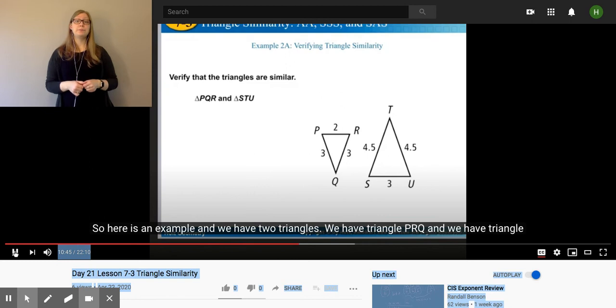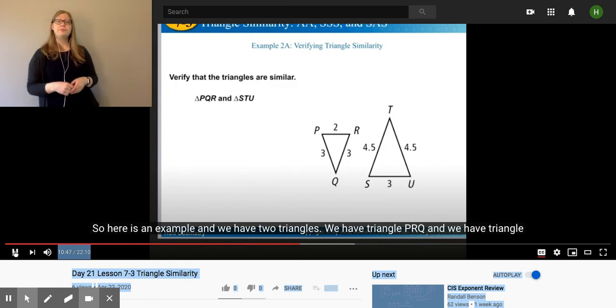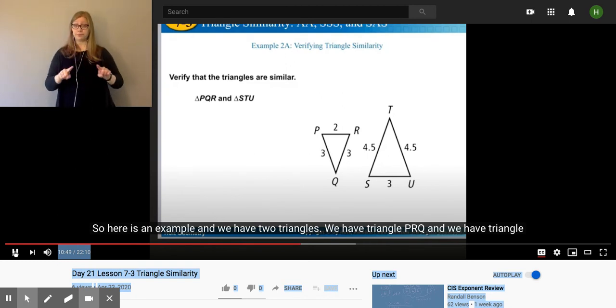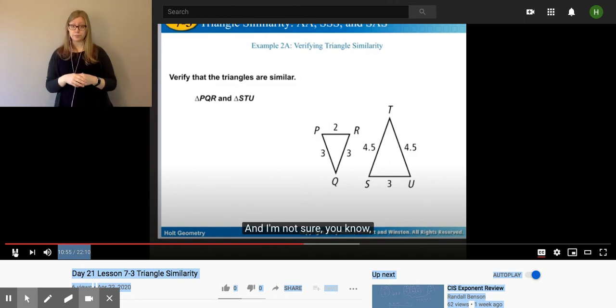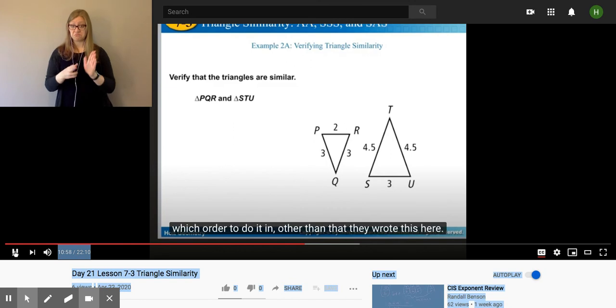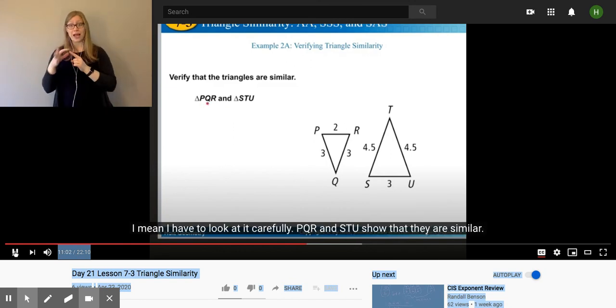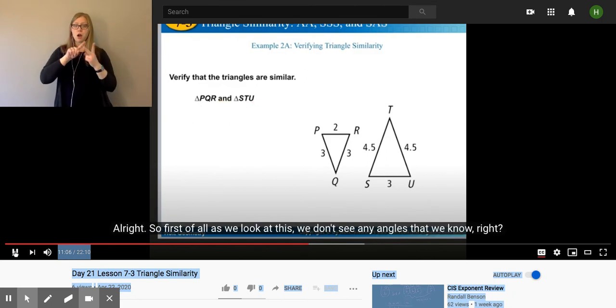So here's an example, and we have two triangles. We have triangle PRQ, and we have triangle STU. And I'm not sure which order to do it in other than that they wrote this here. I mean, I'd have to look at it carefully. PQR and STU, show that they are similar. All right. So first of all, as we look at this, we don't see any angles that we know, right?